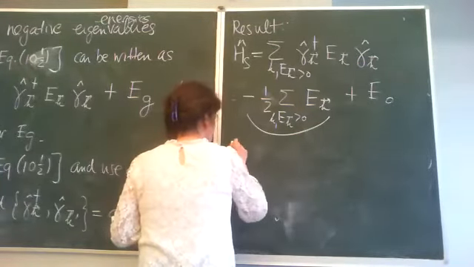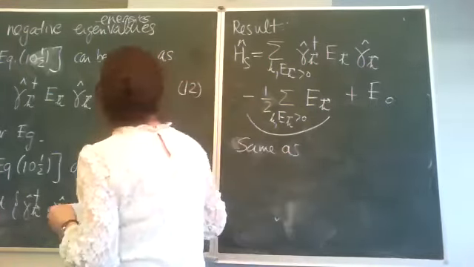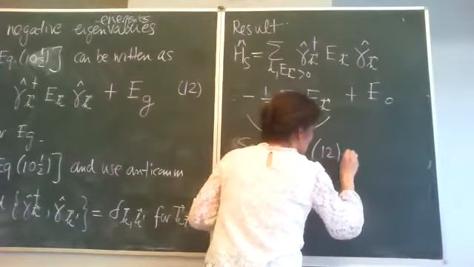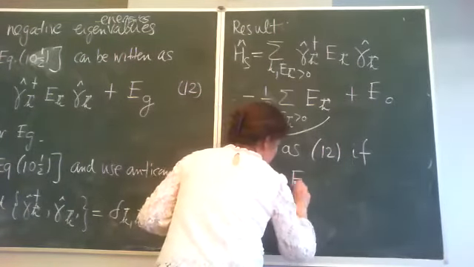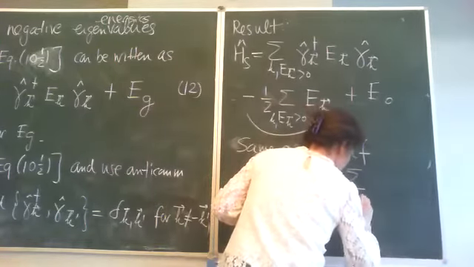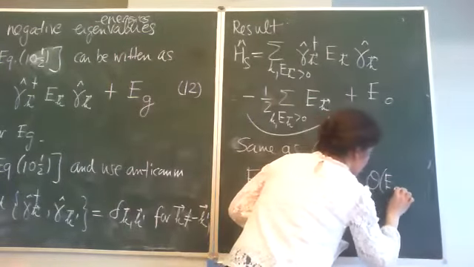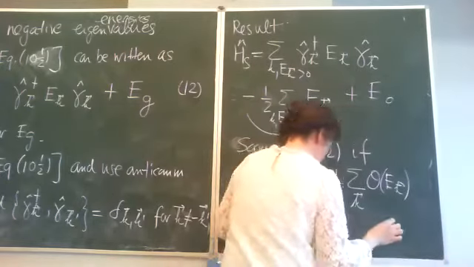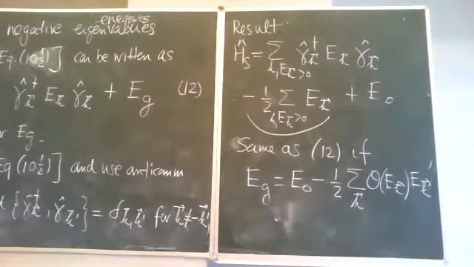And now this is the same as 12 if E_G is E0, and then you subtract this term here. I'm going to use the Heaviside function to express that the energies must be positive. Yeah, this theta is the Heaviside function. So only the positive energies contribute.